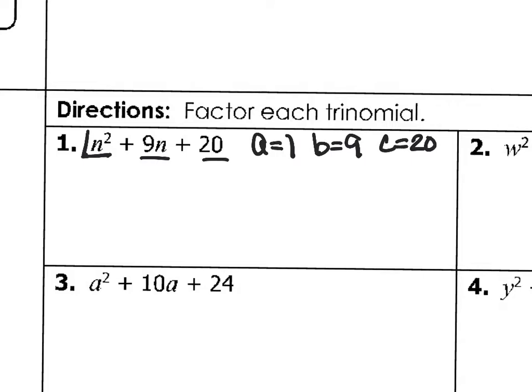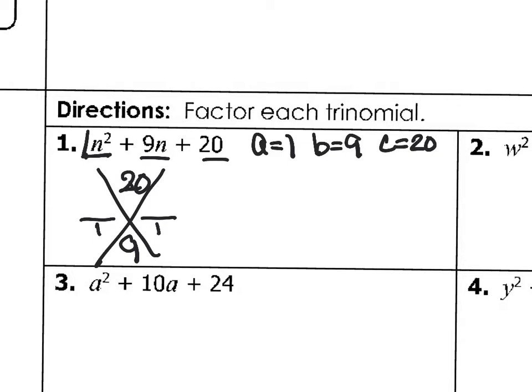All right, so I'm going to do my x. And on the top, I'm going to put A times C. 1 times C is 20. And then down here is B. And then we're dividing by A, which is 1.